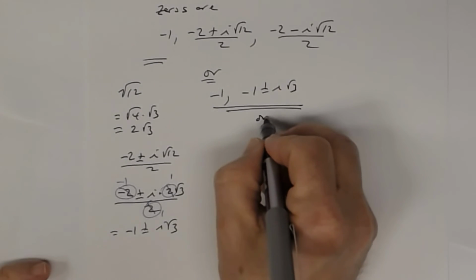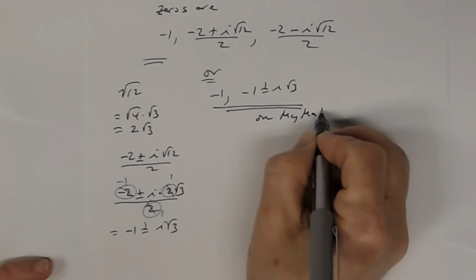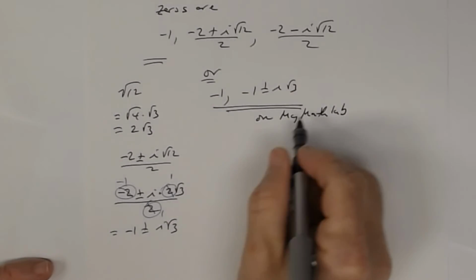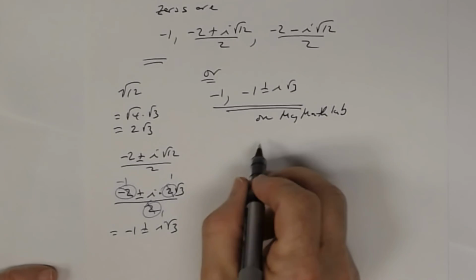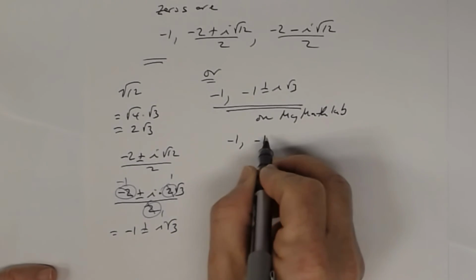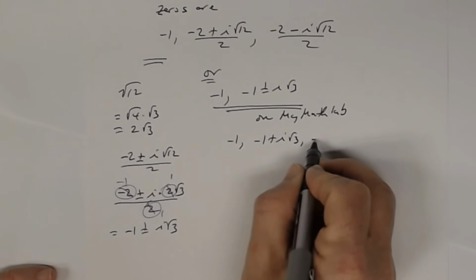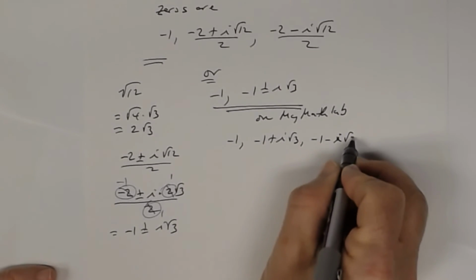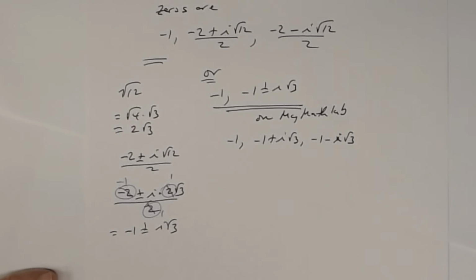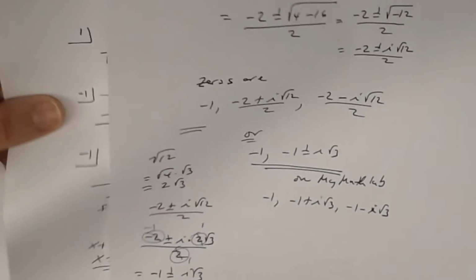On MyMathLab, they're going to want you to separate these solutions. So you're going to have to say negative 1 plus i square root of 3, negative 1 minus i square root of 3. All right? Okay. So that was number 4. Let's do one more. Okay, number 5.